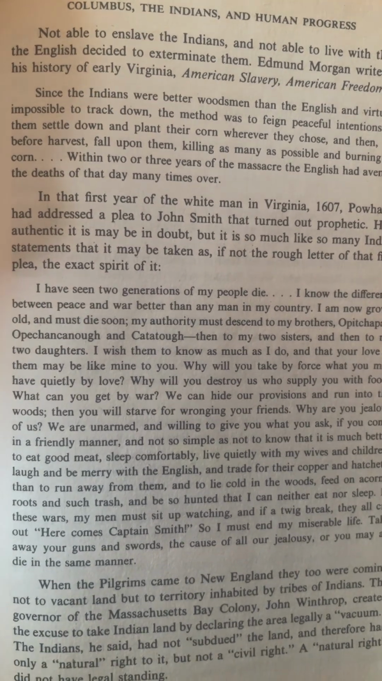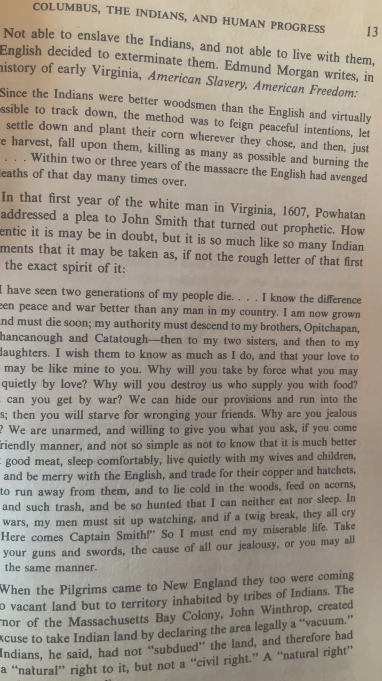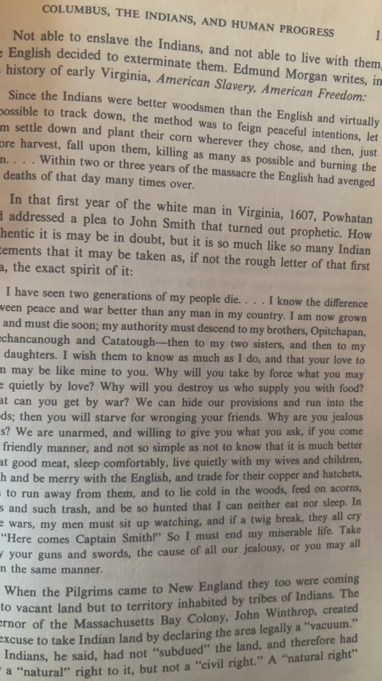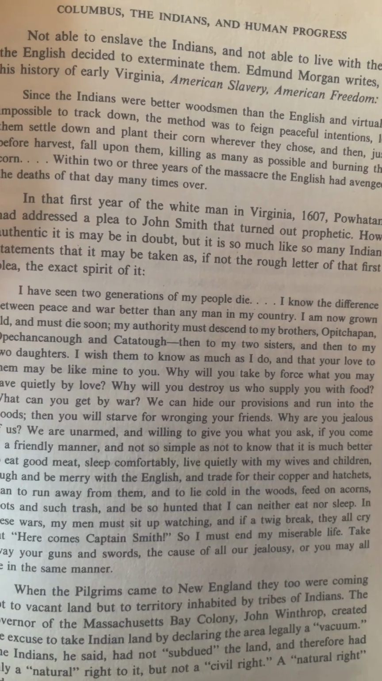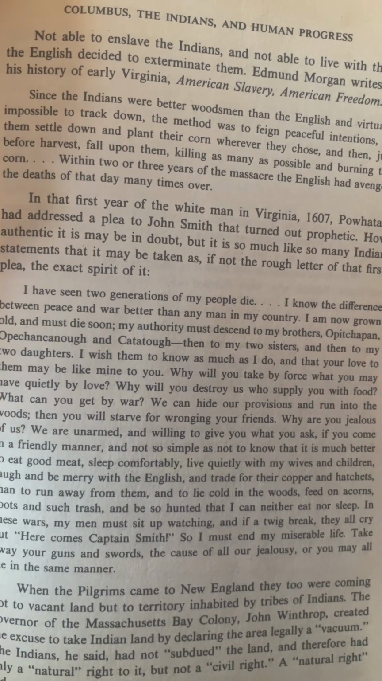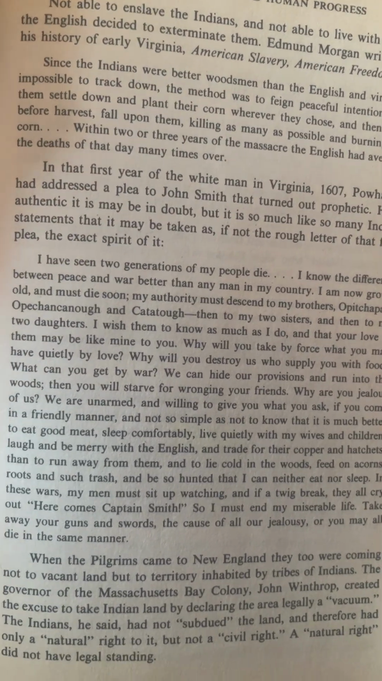In that first year of the white man in Virginia, 1607, Powhatan had addressed a plea to John Smith that turned out prophetic. How authentic it is, it may be in doubt, but it is so much like so many Indian statements that it may be taken as, if not the rough letter of that first plea, the exact spirit of it.